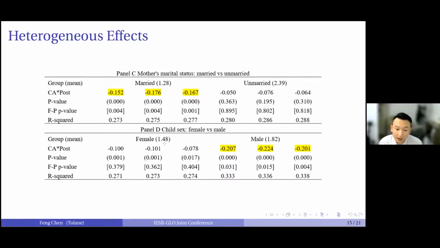And then lastly, I looked at the subgroup analysis based on child sex. I found that there are larger effects for infant boys than for infant girls. This is consistent with the literature that infant boys are more vulnerable to shocks at an early age than infant girls.